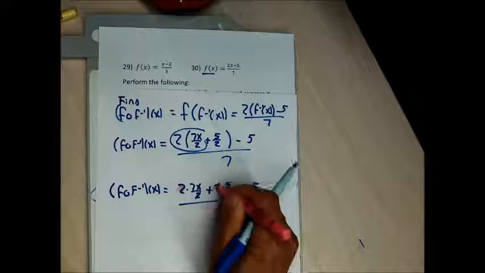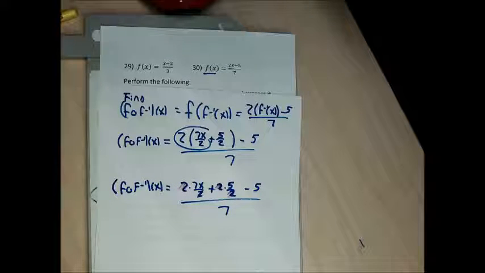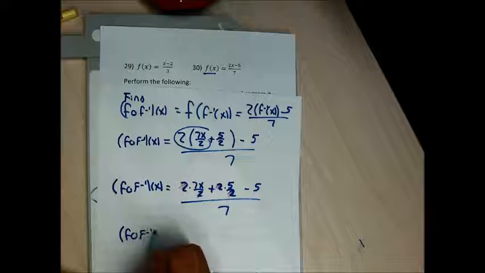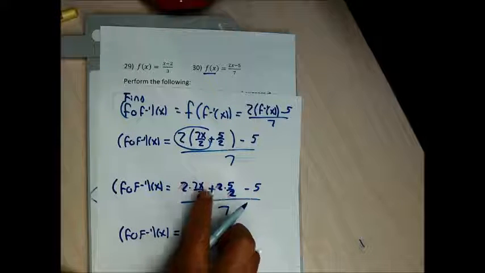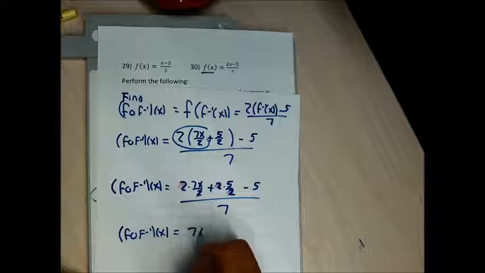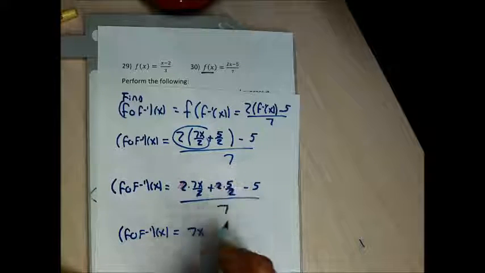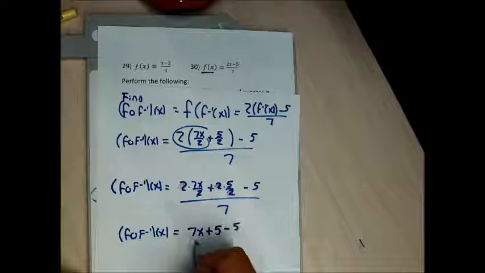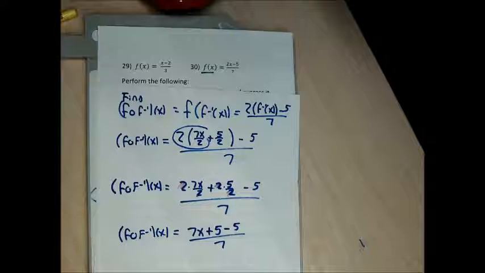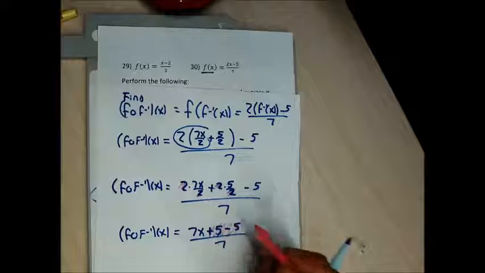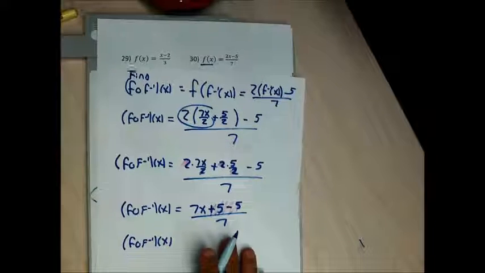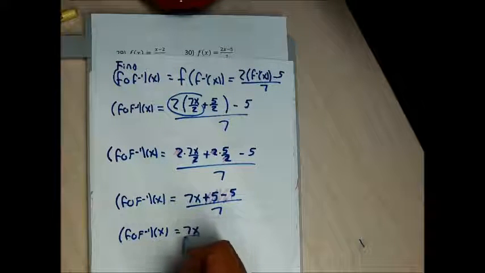These 2's are going to cancel, and those 2's are going to cancel, which is going to clean my numerator up. I'm going to get f composed with f inverse of x equals, that's going to turn into a 7x. That's going to turn into a plus 5 because the fraction is going to cancel. Then I have a minus 5 all over 7. The 5's cancel, and I get f composed with f inverse of x equals 7x over 7.